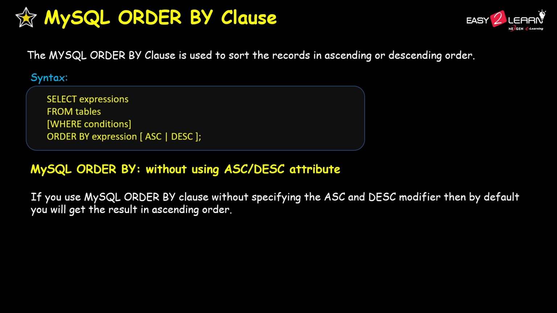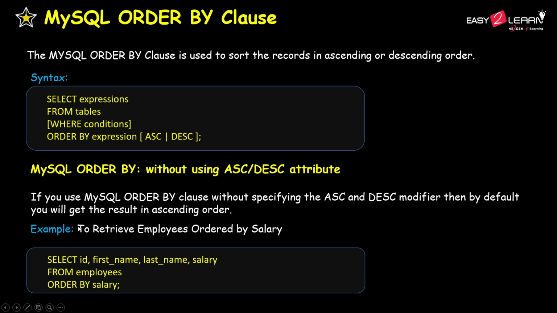Let's see the example. Here we can also use the ORDER BY clause without the ascending or descending attribute. By default, if you are not using any ascending or descending attribute, it will give the result in ascending order. Let's say in this example, we want to retrieve the employees ordered by salary. Here I mentioned ORDER BY salary, but I did not mention any attribute, either ascending or descending. But by default it is considered ascending order only. Let us see the employees whose salaries are in ascending order. So let me run this query.